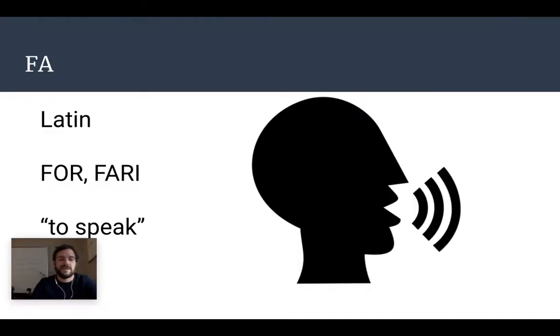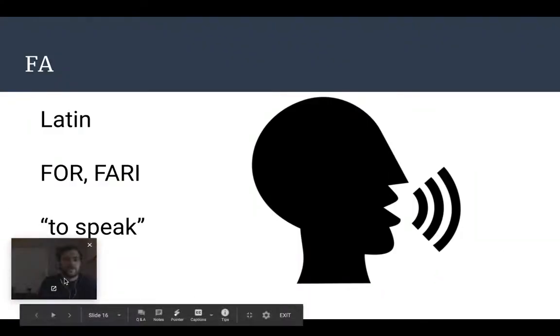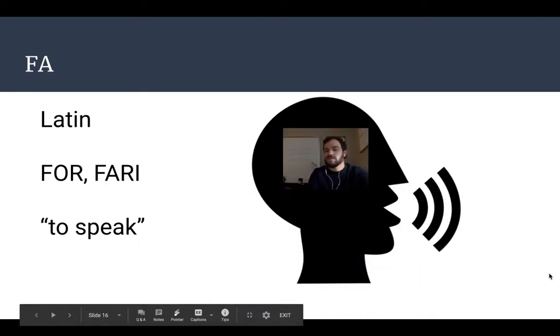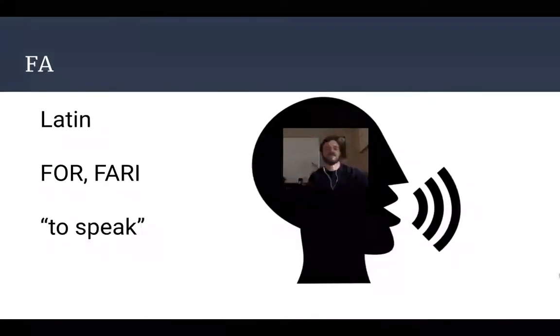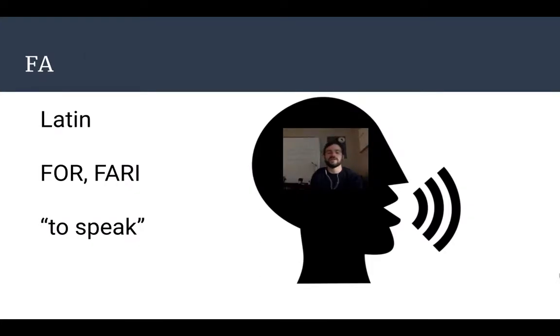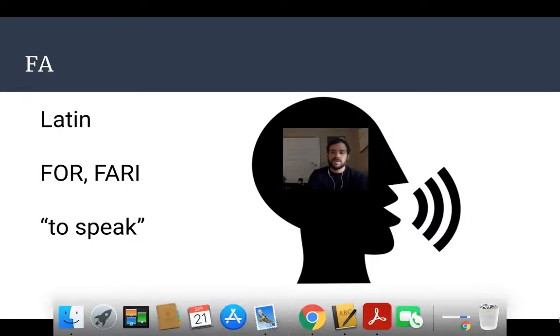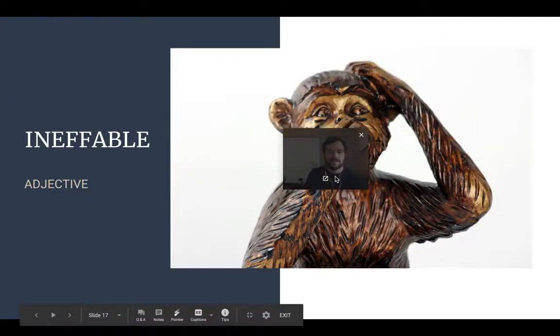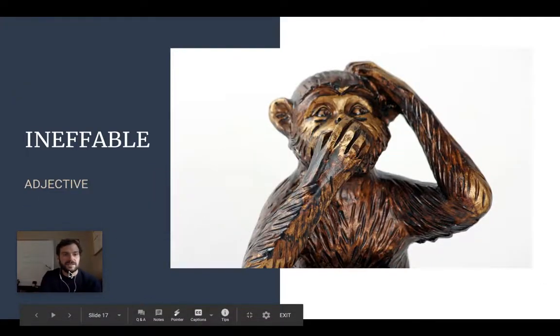Antonyms include activate. Our third, if you're keeping score at home, this is our third of our four root words, and it's going to come from Latin, and it's for or fari, and it also means to speak. Our next vocab word associated to that is actually one of my favorite words in this collection, and it is ineffable.